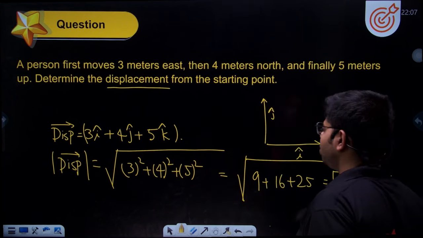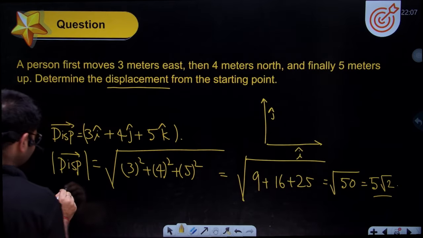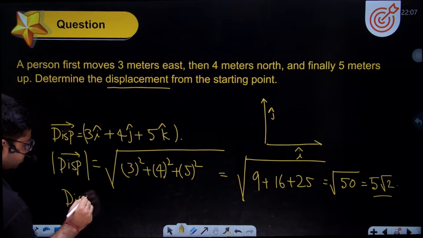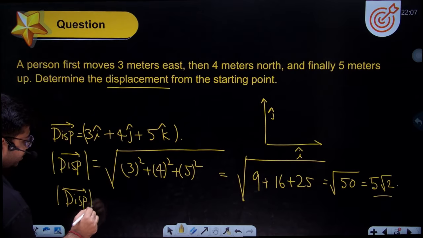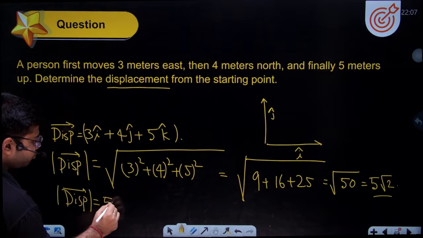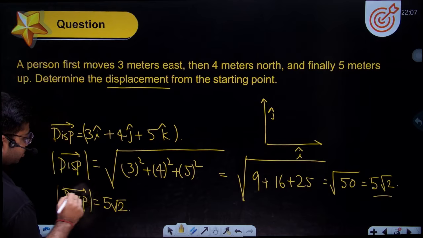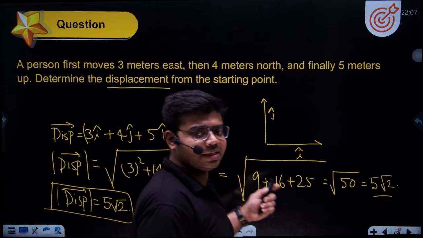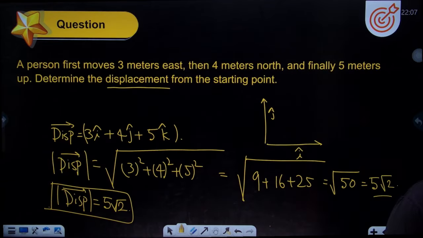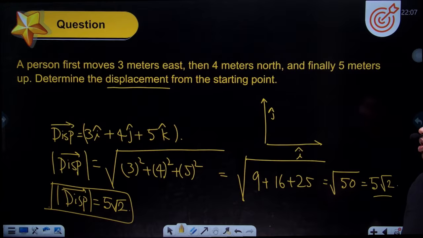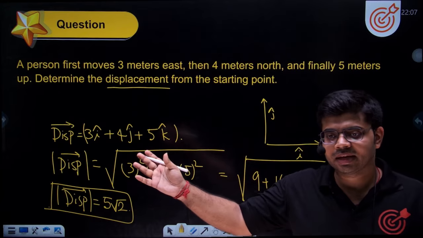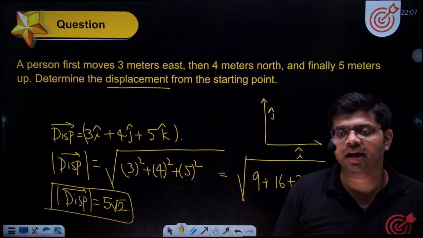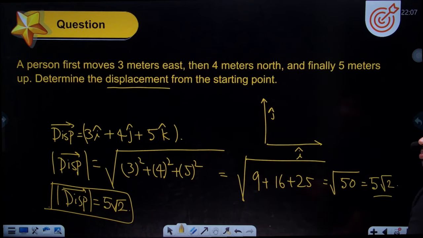So the magnitude of the displacement becomes 5 root 2. So though this sum may seem to be difficult, you can very easily solve it through vectors, and this is exactly what I would like to discuss here.